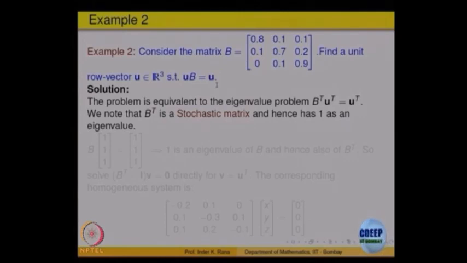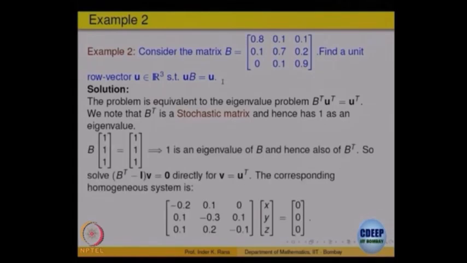What does that mean? It does not seem to be related with eigenvalue, right. But supposing you take the transpose of this equation, what will you get? B transpose applied to u transpose is equal to u transpose. That means, for B transpose, you are saying that for an eigenvalue equal to 1, find an eigenvector, which will be u transpose. Is it okay? Once you have found u transpose, you can find u. Is it okay? So, that is the idea of application of that.